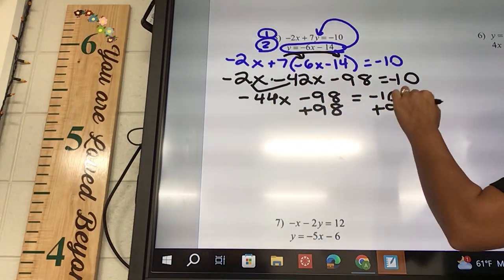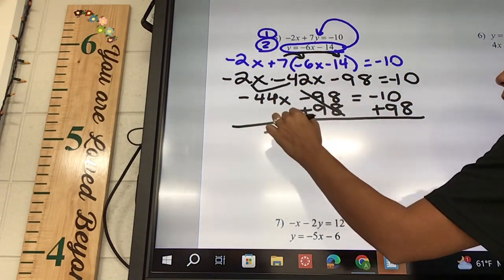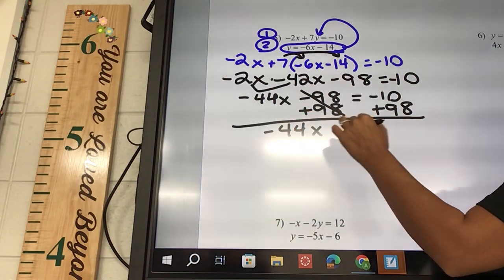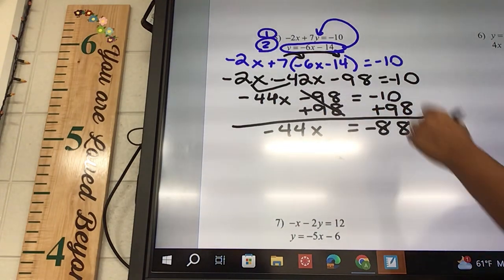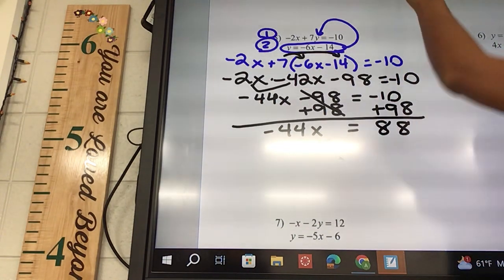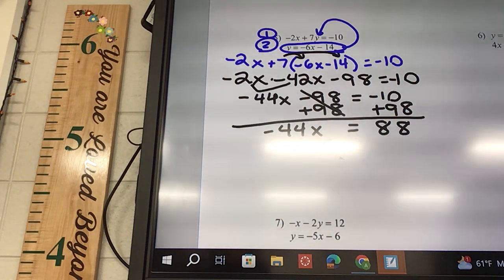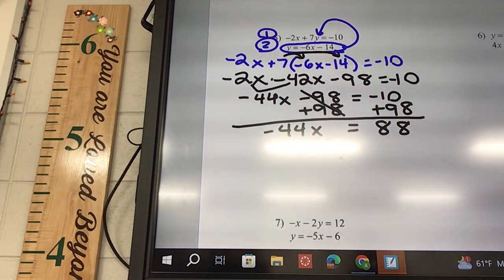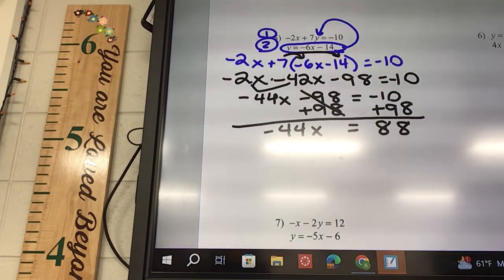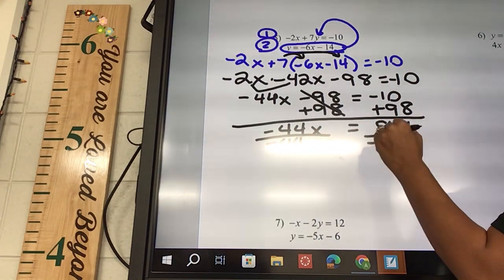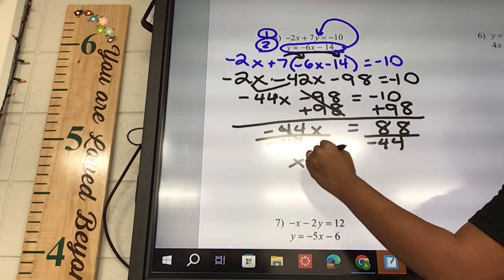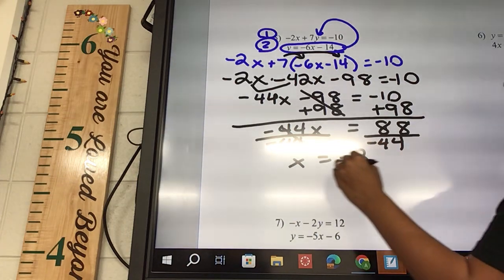Okay, we're gonna add 98 to both sides. And that's gonna give me a positive 88. Negative 88. Positive 88. Yeah, it'd be positive. Just kidding. This is negative 2. Okay, and then we're gonna go ahead and divide by negative 44. And so we get x equals negative 2.